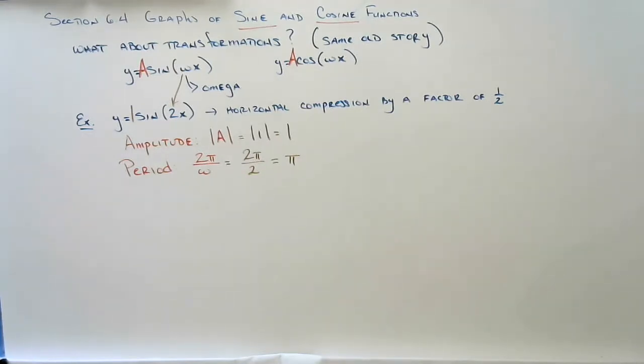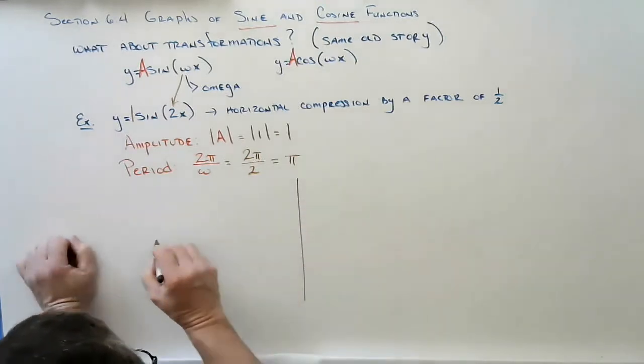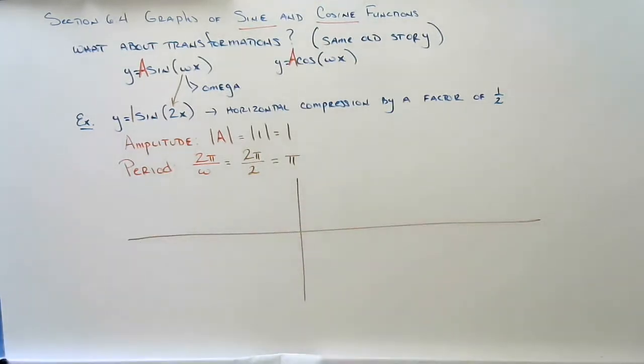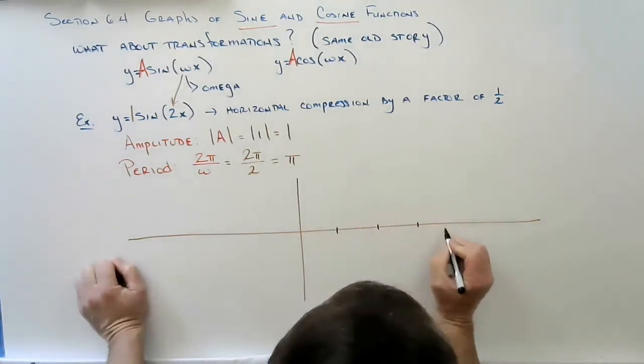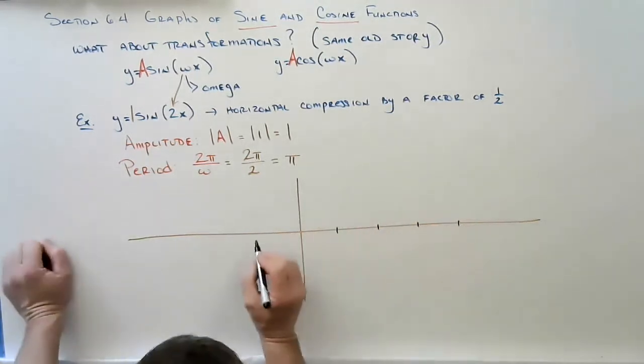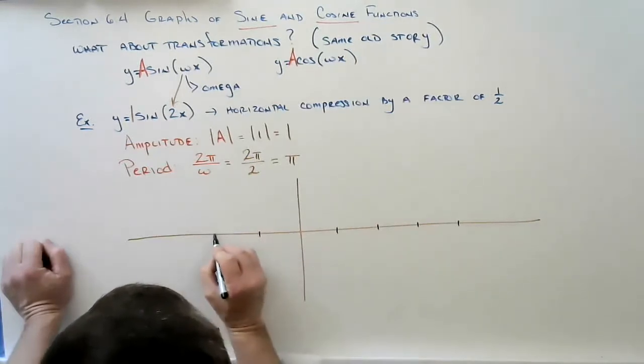Now we're set. We're ready to graph sine 2x. So how do we graph it? The same steps. We go like this. We're going to make 4 hash marks, just like before. 1 hash mark, 2 hash marks, 3 hash marks, 4 hash marks. We're going to make 4 hash marks on this side.